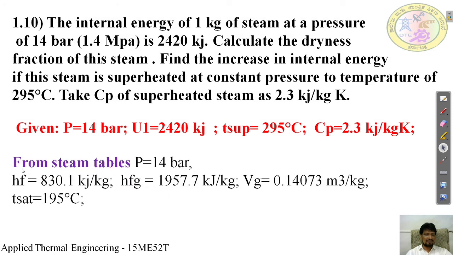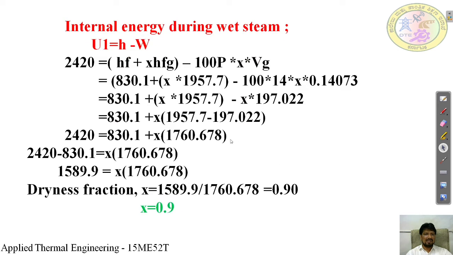So here from the steam table we know the values of HF, HFG, VG and saturated temperature. So all the four values corresponding to a pressure of 14 bar you note down. Then you calculate the dryness fraction, that is the value of X. How to calculate the value of X?